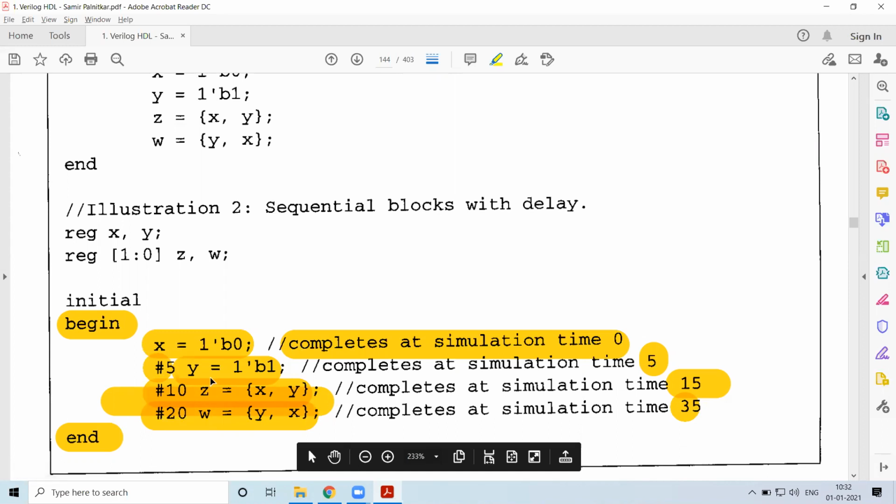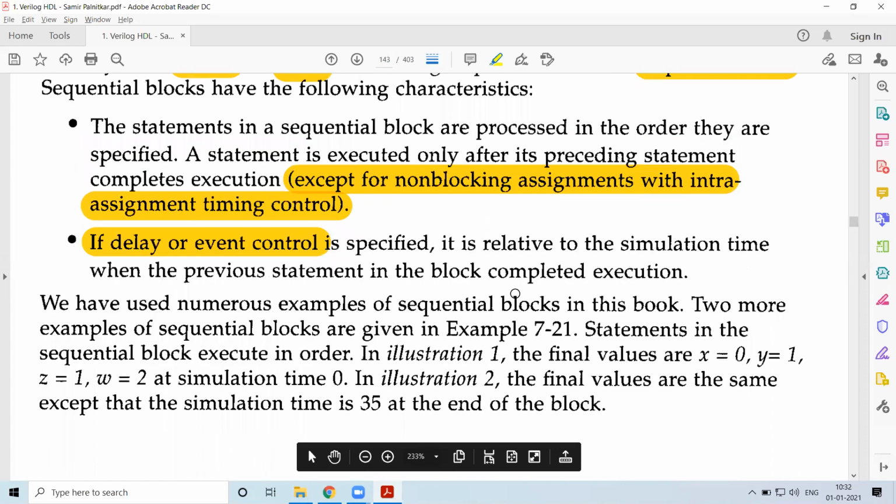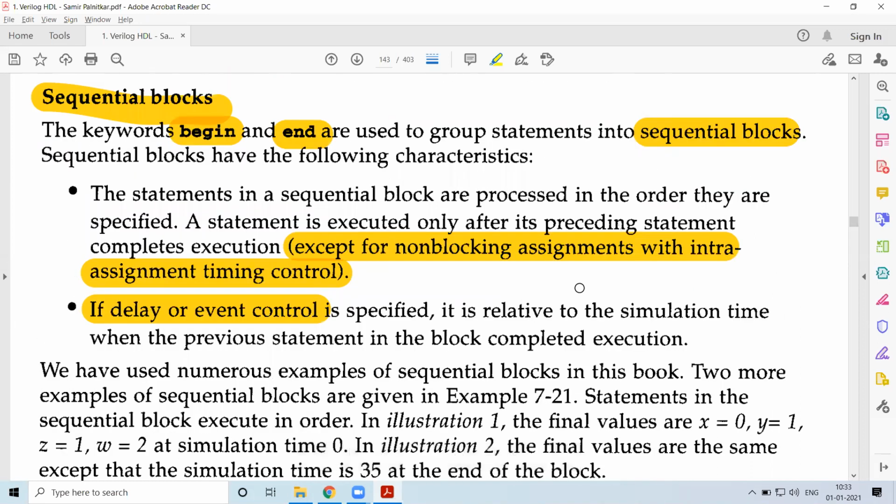If I consider it as non-blocking assignment, then x is equal to 0 at 0 time units, y is equal to 1 at 5 time units, then z is equal to whatever value is there at 10 time units, not 15. In non-blocking assignment it will be 10, and w will be equal to whatever value is there based on that, after 20 time units, not 35 time units. So only that is the difference when you use non-blocking or blocking assignments. That is one of the specifications we have to look out for when we are going for sequential blocks.